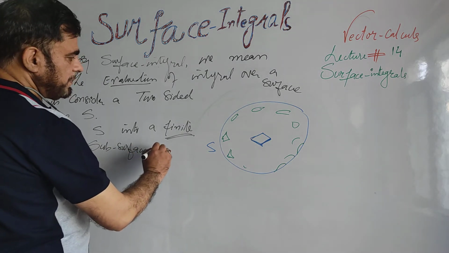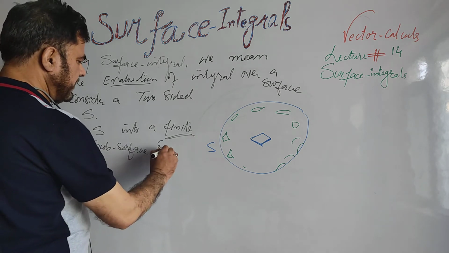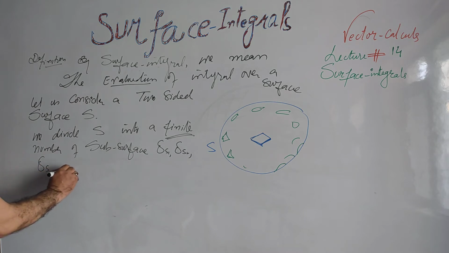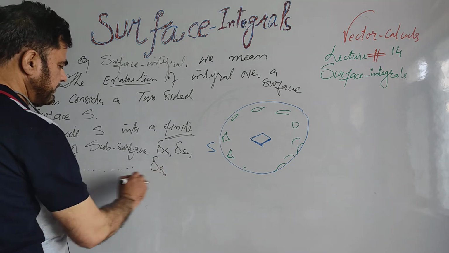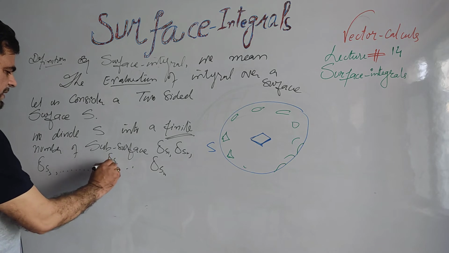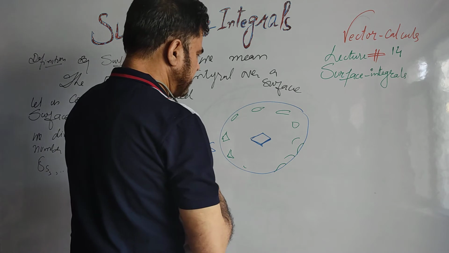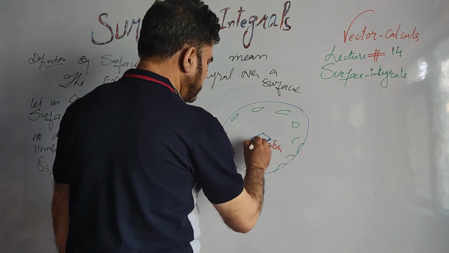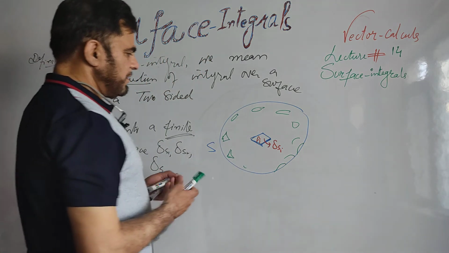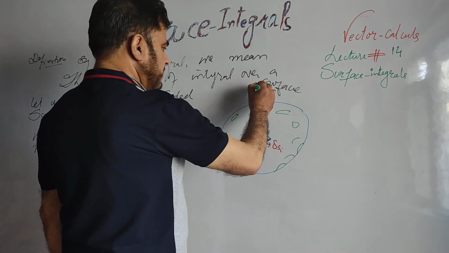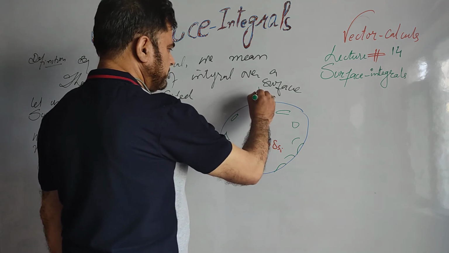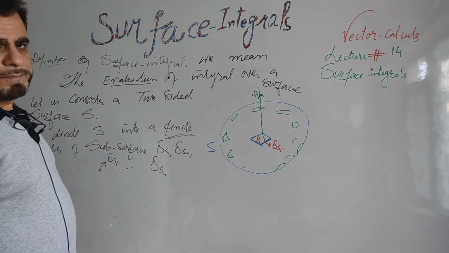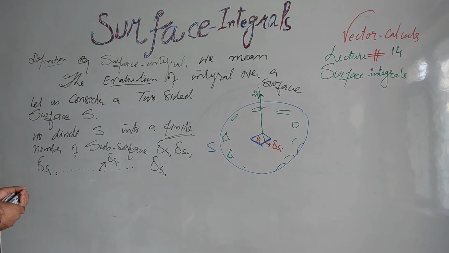Say they are delta S1, delta S2, delta S3, delta Sn, and in between I take a surface delta Si. So here I am taking this surface as delta Si. This is my surface delta Si. Let us take a point here, Pi, some point in it, and the normal drawn. This is the outward normal to this surface, N. It is in the direction of the drawn normal. You know that every surface has its normal.